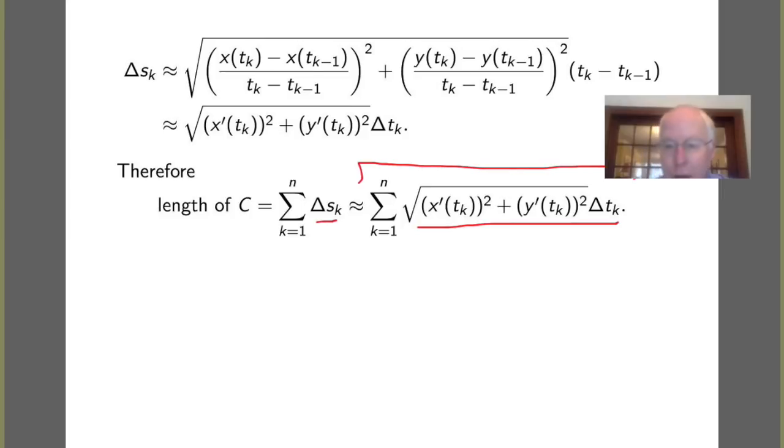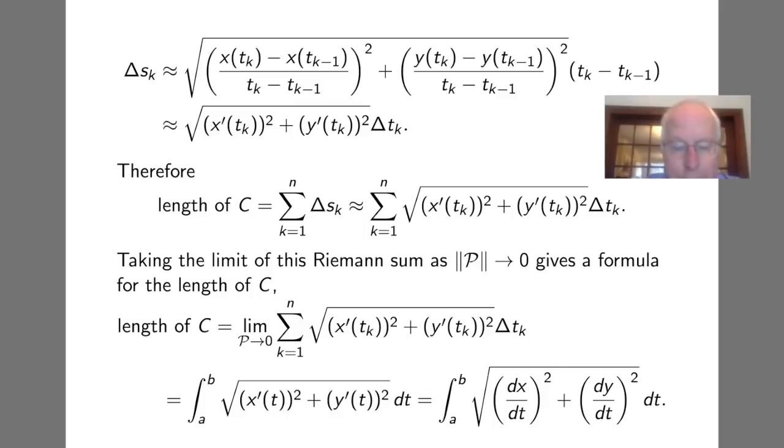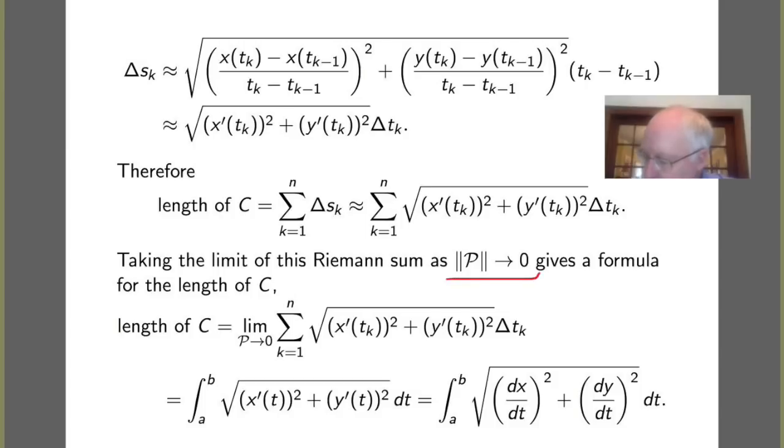This is a Riemann sum, and it involves the tk's and the lengths delta tk, so it involves the partition of the t interval. So we can take the limit of that Riemann sum as the norm of the partition goes to 0. Remember, that means we have infinitely many partition points, and they're getting very close together. And as we've always assumed in the past, when we take that limit, the approximation becomes exact. So the length of C is given exactly by the limit of this Riemann sum, again, as the norm of the partition goes to 0.